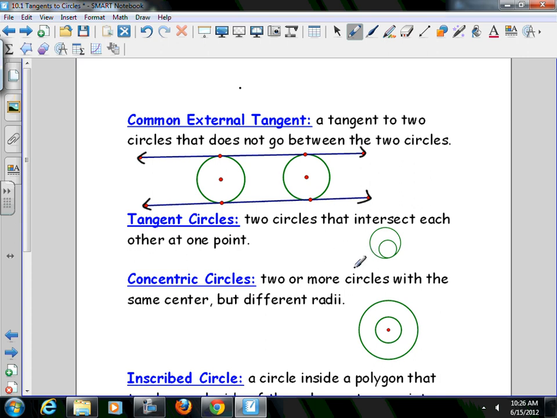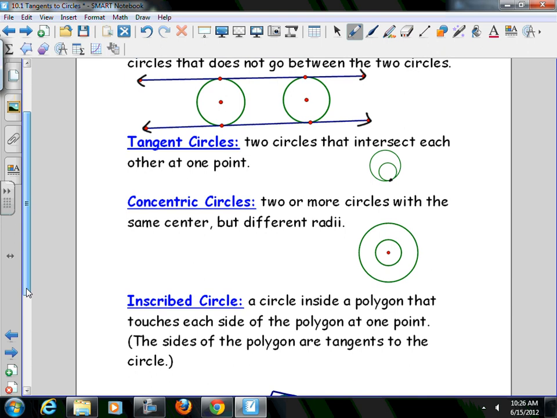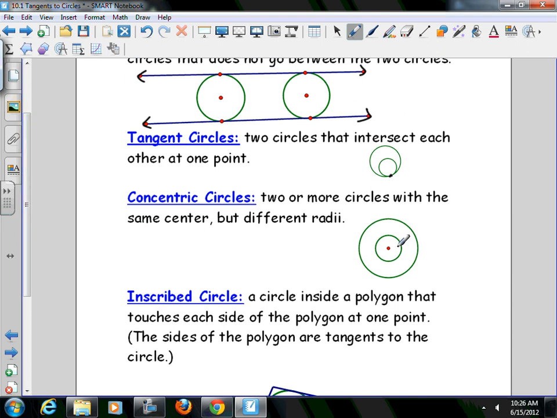Tangent circles are 2 circles that intersect each other at 1 point. So you see here's an outer circle, here's an inner circle, and you can see there's a point where the 2 of them come together. Concentric circles are 2 or more circles with the same center but different radii. You can see that the smaller circle has a much smaller radius than the outer circle.